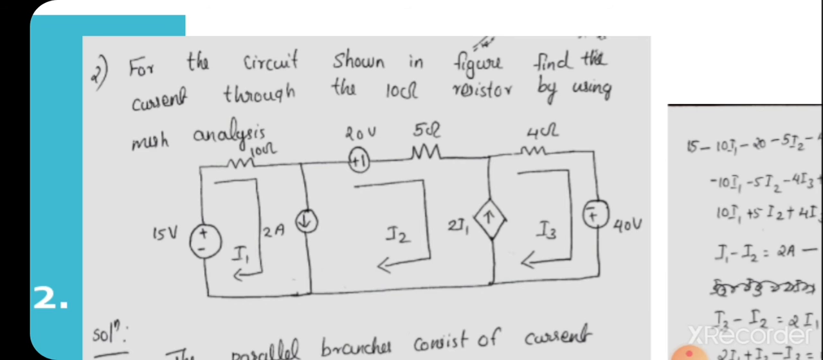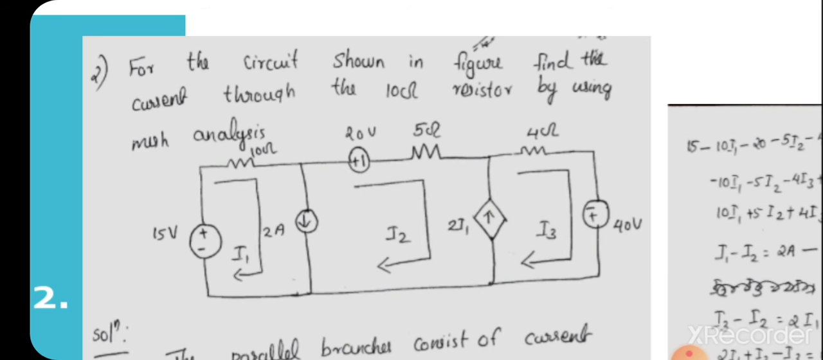How can you find that it is a dependent source? Because its symbol shows that it is a dependent source. How can you say that it is a dependent current source? Because that symbol contains an arrowhead, so it will be a current source. That means it is a dependent current source, so its value is 2i1.